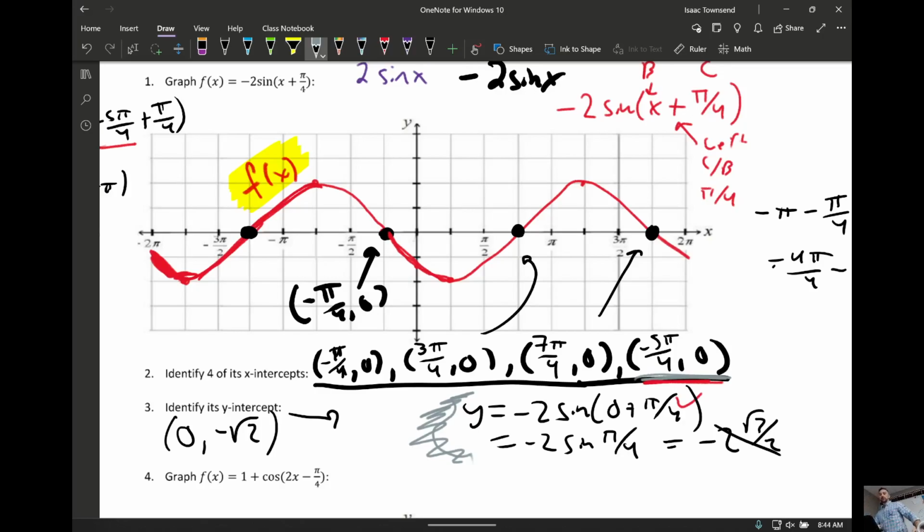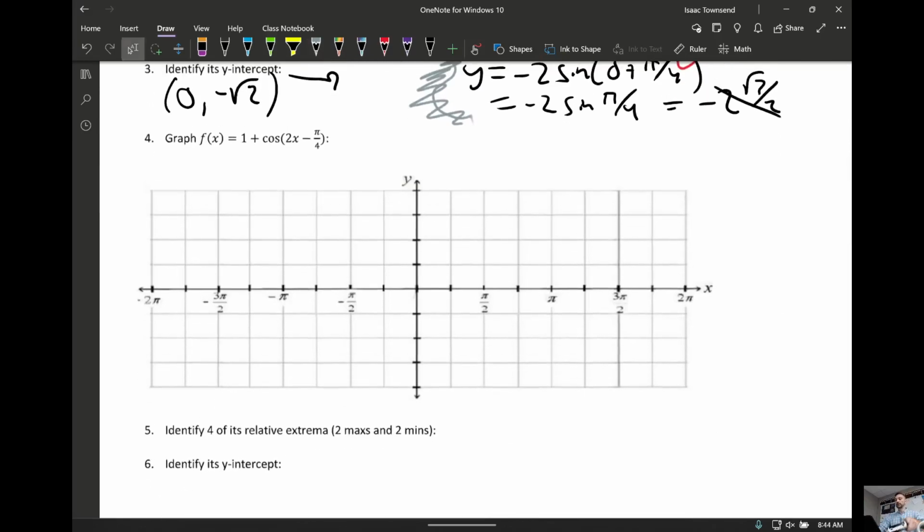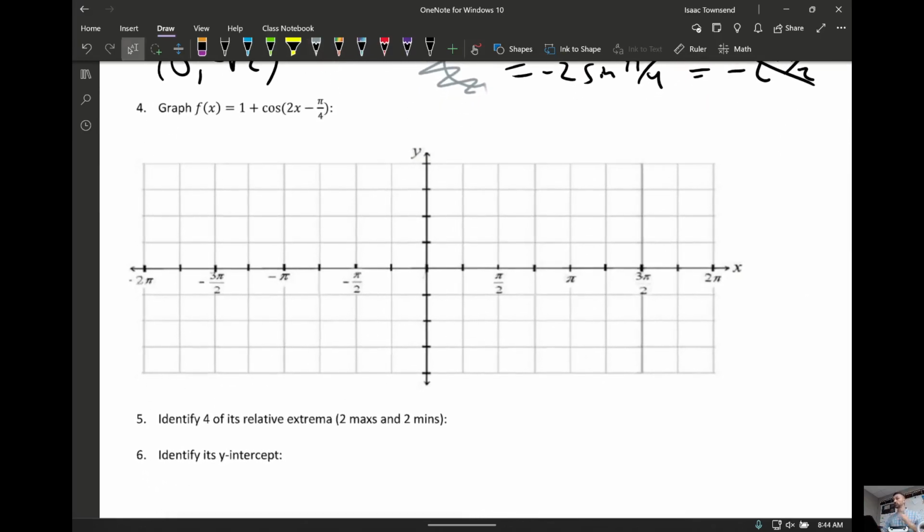Okay, any questions about the first one before we try a second? Okay, then let's look at another one together. I'll have you try the ones on the back before we go over them, but I can do this one for you.